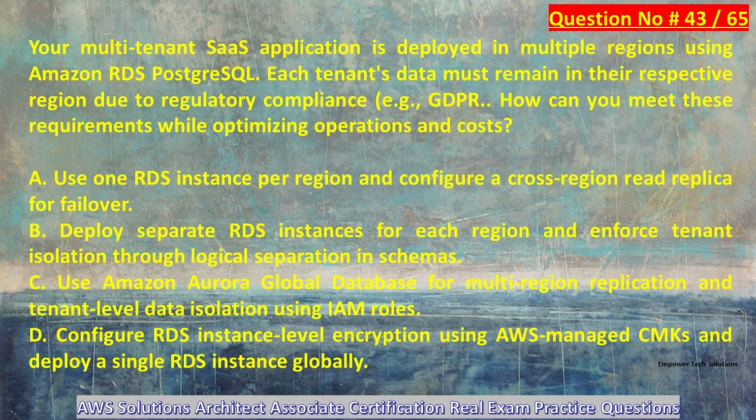A. Use one RDS instance per region and configure a cross-region read replica for failover. B. Deploy separate RDS instances for each region and enforce tenant isolation through logical separation in schemas. C. Use Amazon Aurora Global Database for multi-region replication and tenant-level data isolation using IAM roles. D. Configure RDS instance-level encryption using AWS-managed CMKs and deploy a single RDS instance globally.